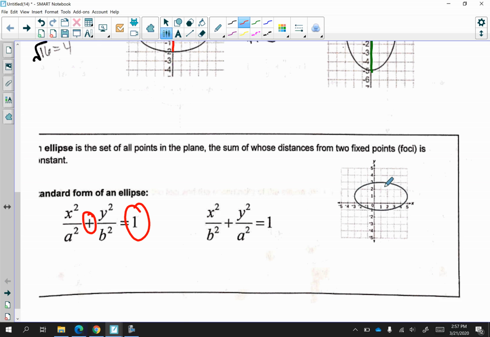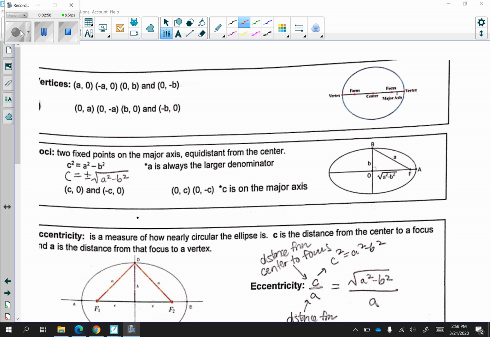So if we take a look at the graph, if I find my center point, my major axis would be my A, and my minor axis would be the B. My major axis is when it's wider. And if it's longer than it is wide, then my major axis would be the y-axis. Let's take a look at the next page.